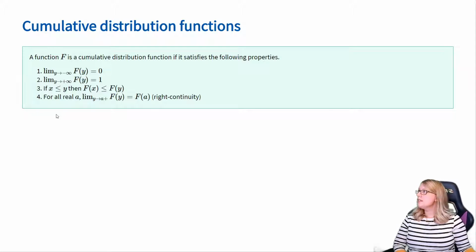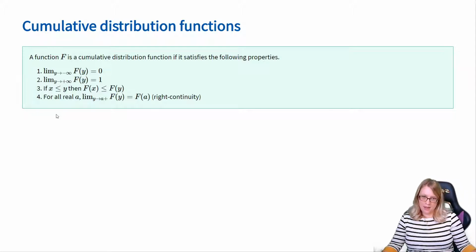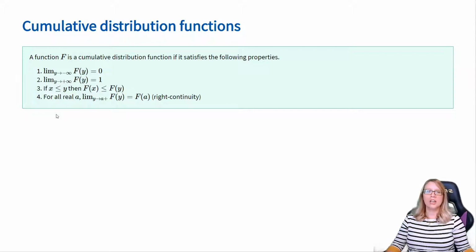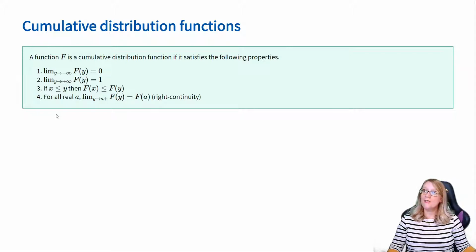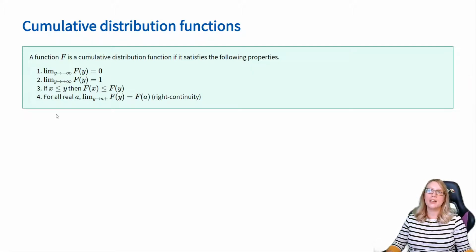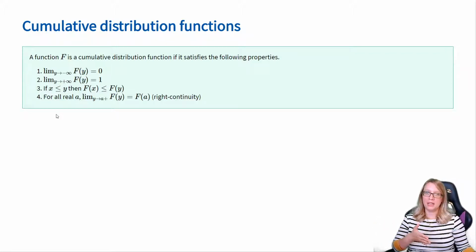So let's end this video with some properties of a cumulative distribution function, and we'll talk about these properties a bit more during our time together in class. So a function, capital F, is a cumulative distribution function if it satisfies the following properties. So the left-hand limit, the limit as y approaches negative infinity of the CDF is 0. As we move toward the right, we begin accumulating probability. So then the limit as y approaches positive infinity of the CDF must be 1.